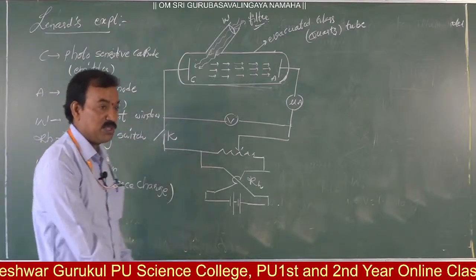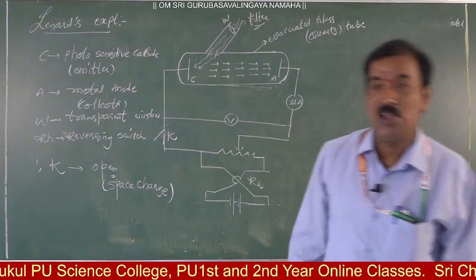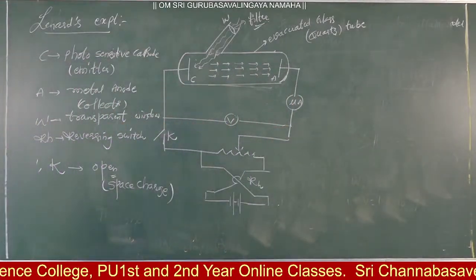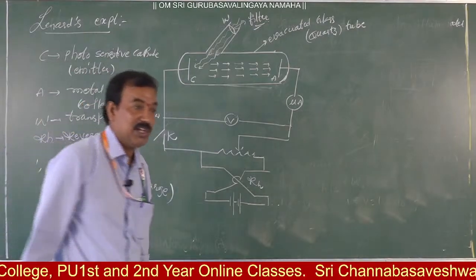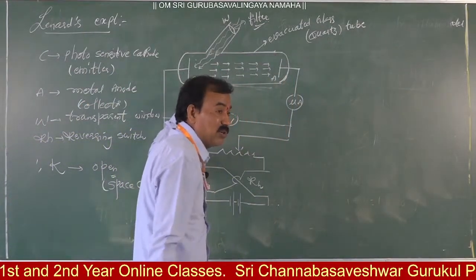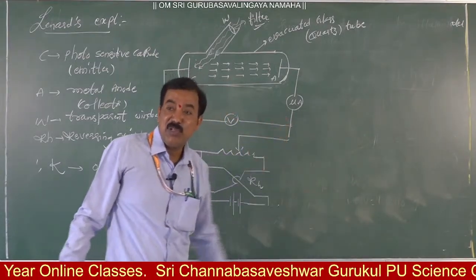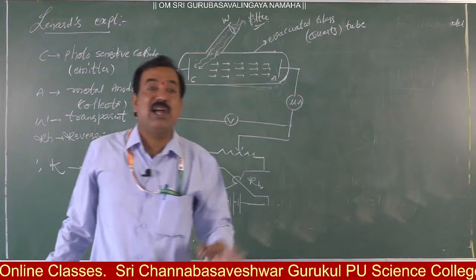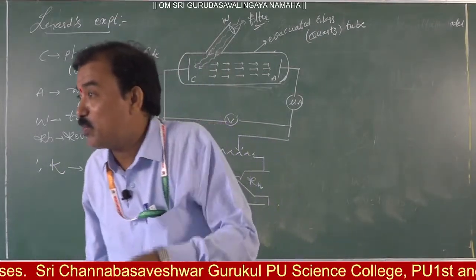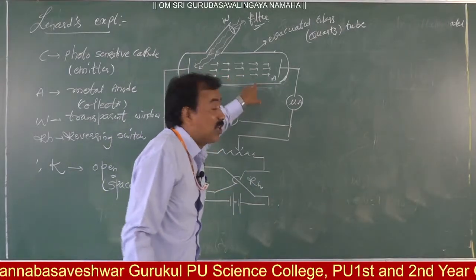Space charge means, whenever this tap key K is in the off condition, K is equal to open, what happens here? Whenever light is incident on this metal electrode, some of the electrons are ejected from this cathode. Only very high energetic electrons can move towards the anode. The maximum of them come to rest again before reaching the anode.